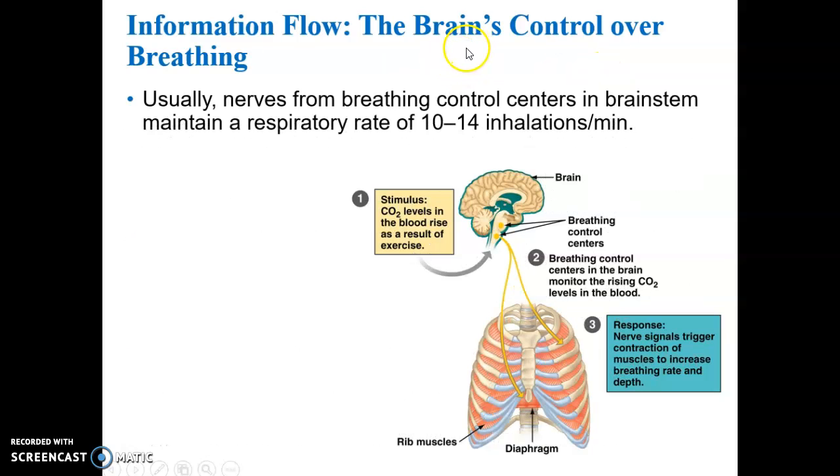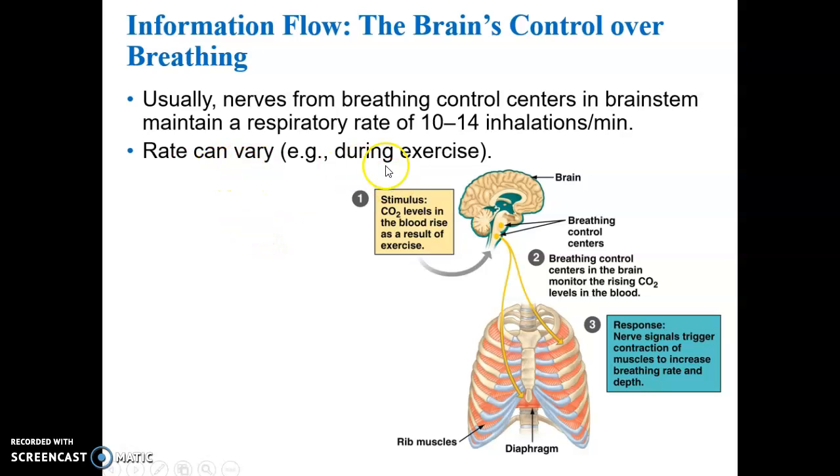Okay, let's look at how the brain controls breathing. So breathing is an autonomic or automatic process. You don't have to think about it. For example, when you're asleep, you continue to breathe. Usually, control centers in the brainstem, part of the brain, maintain and control a resting breathing rate of about 10 to 14 inhalations and exhalations per minute. Resting breathing rate.